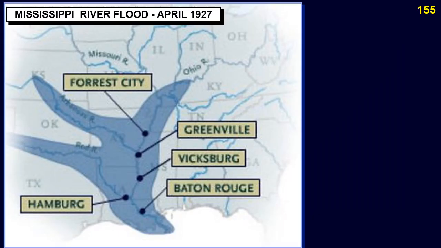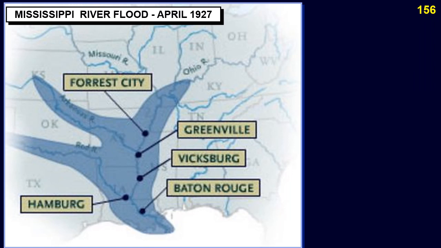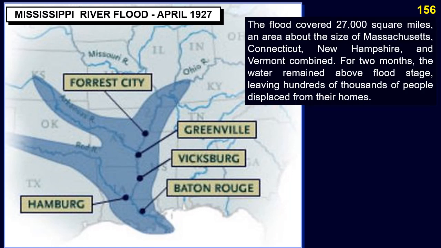The Mississippi and its swollen tributaries reached peak levels in April of 1927 and overflowed their banks. One by one, levees built to contain the river broke, and a wall of water pushed its way across Midwestern farmlands. The flood covered 27,000 square miles, an area about the size of Massachusetts, Connecticut, New Hampshire, and Vermont combined. For 2 months, the water remained above flood stage, leaving hundreds of thousands of people displaced from their homes.